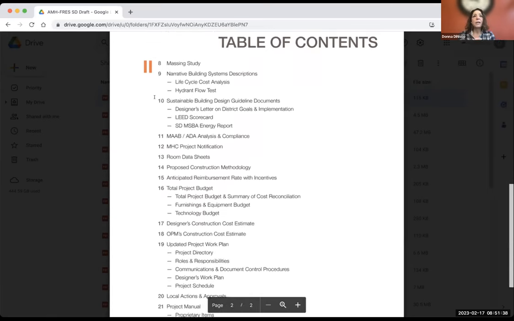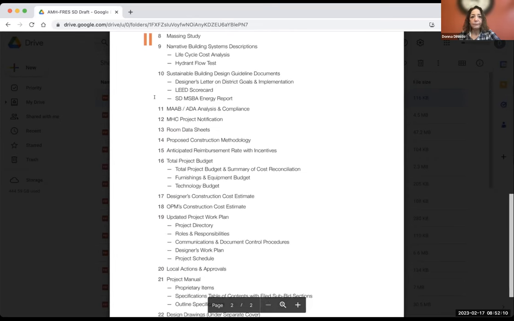The massing study is all of those beautiful images that we've been sharing with you. The narrative on the building systems is the basis of design. That hasn't changed either. There is an added section to talk about life cycle cost analysis as it relates to water, electricity, and, well, here, a lack of gas. And then that the hydrant flow test demonstrated that we do not require a pump room in the building.